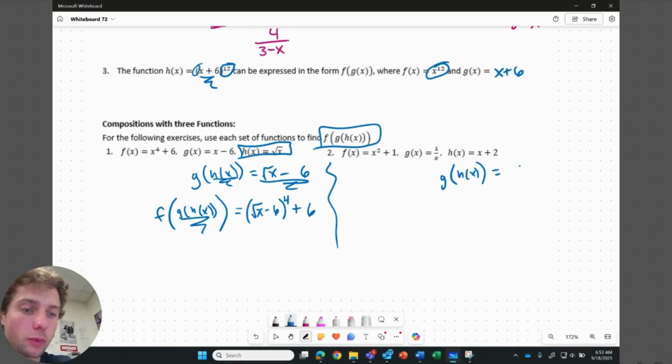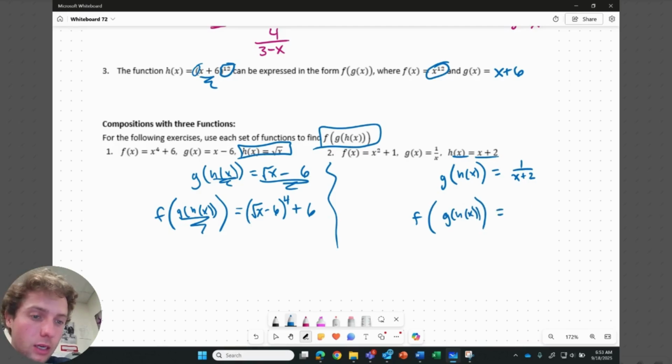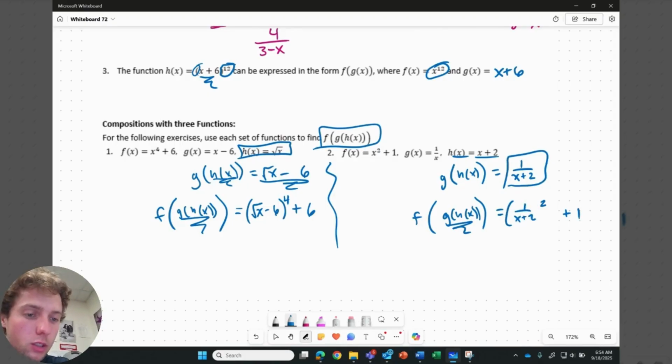G of h of x. I'm starting with the function g. I'm replacing x with the inside h of x, which is x plus 2. From there, we need to take that result and now plug it into f of x. So I'm starting with f of x, which is x squared plus 1. I am replacing the x with g of h of x, which is the 1 over x plus 2. Don't necessarily need to simplify these. They will not simplify nicely. That is it for our notes. Hopefully we were able to get through all of that.